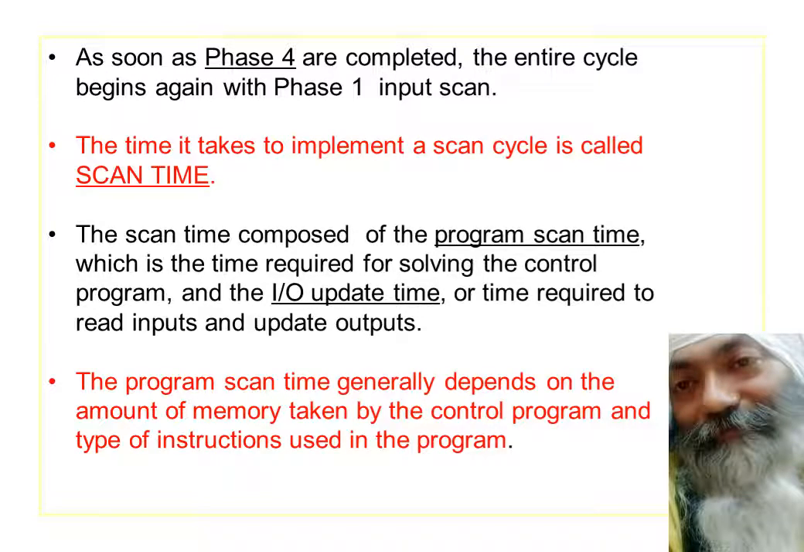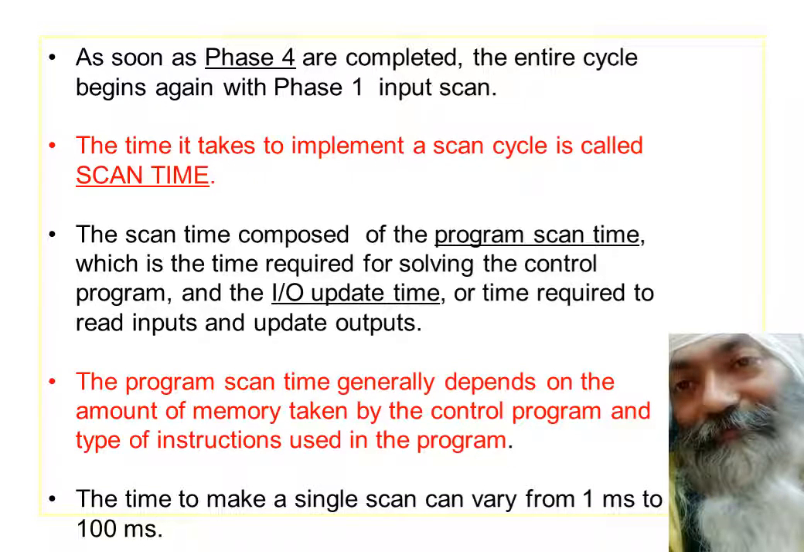And the program scan time generally depends upon the amount of memory taken by the control program and the type of instructions used in the program. If the memory taken is less, the scan time is lesser. If the instructions are fewer in number, then the scan time is smaller. Otherwise, it tends to become higher. Normally, the scan time can vary from 1 millisecond to 100 milliseconds depending upon the application. This is the typical range of scan time in most PLCs.